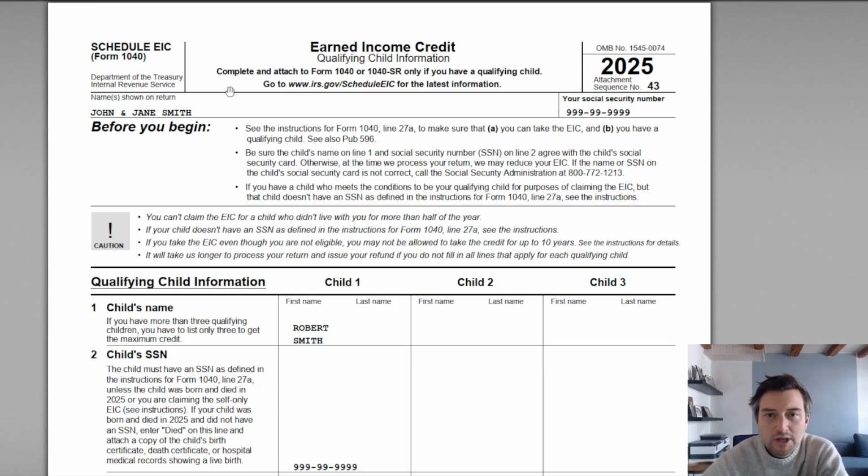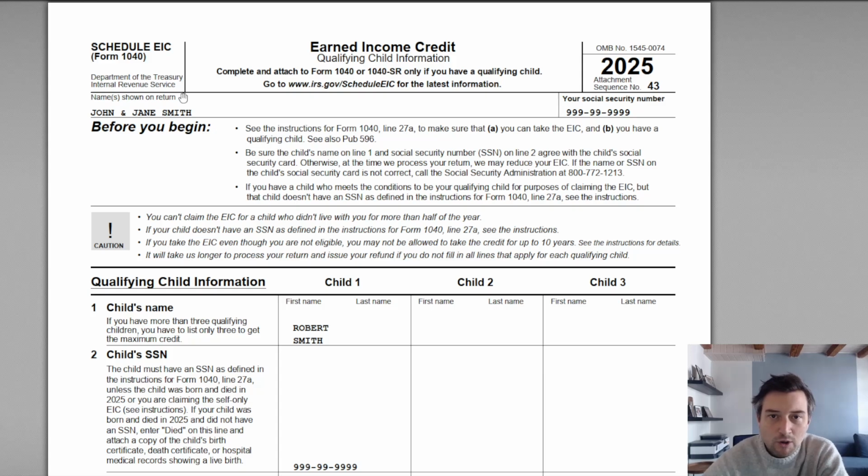So for this video, I want to cover the earned income credit for the 2025 tax year. Now, specifically, we're going to be looking at an example where the taxpayers have a qualifying child. And so if you have a qualifying child, one or more, in order to claim the credit, you have to complete the Schedule EIC with your Form 1040.